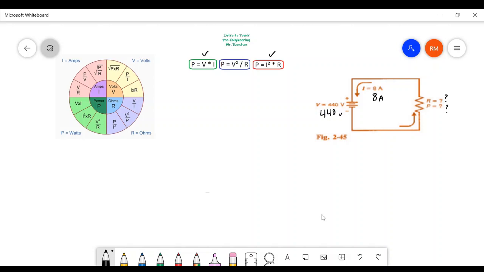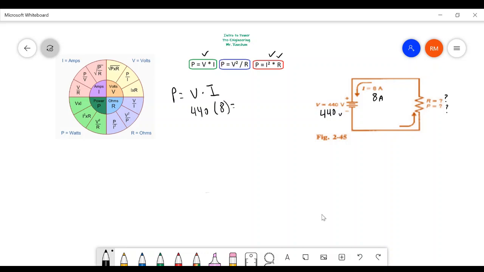By the way, R is missing here, so we can use Ohm's law to find R, or we can use this formula to find R as well. And I'll show you how to do that towards the end. Let's get to it. So P is equal to V times I, right? And you know, power is the product of voltage and current. So we plug in our numbers, 440 times current, which is 8 amps.